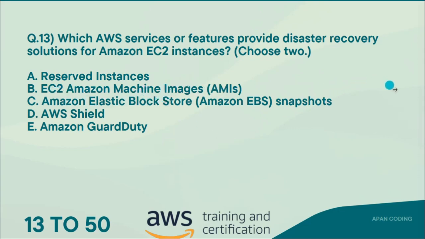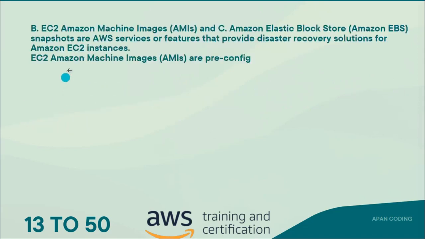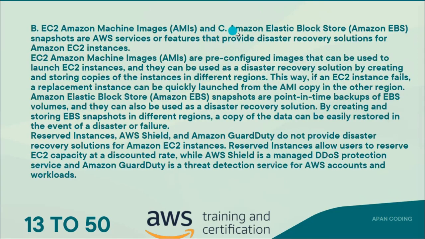So now move on to the next. You can see the explanation. EC2 Amazon Machine Image and Amazon Elastic Block Store, in short form EBS snapshots, are AWS services or features that provide a disaster recovery solution for Amazon EC2 instances. EC2 Amazon Machine Images are pre-configured images that can be used to launch EC2 instances. They can be used for disaster recovery by creating and storing copies of the instance in different regions.